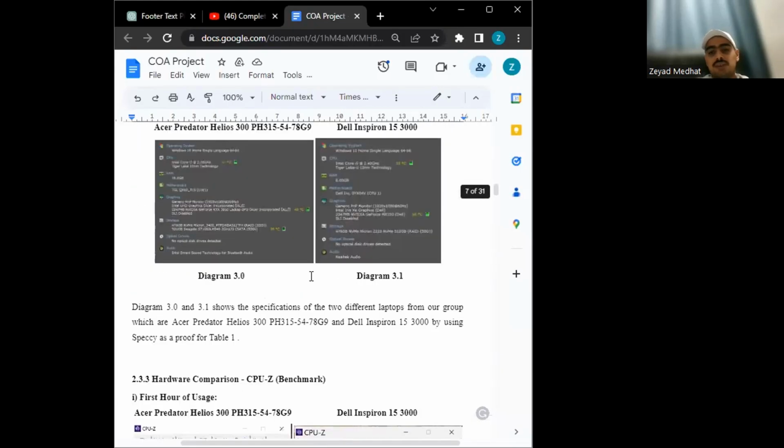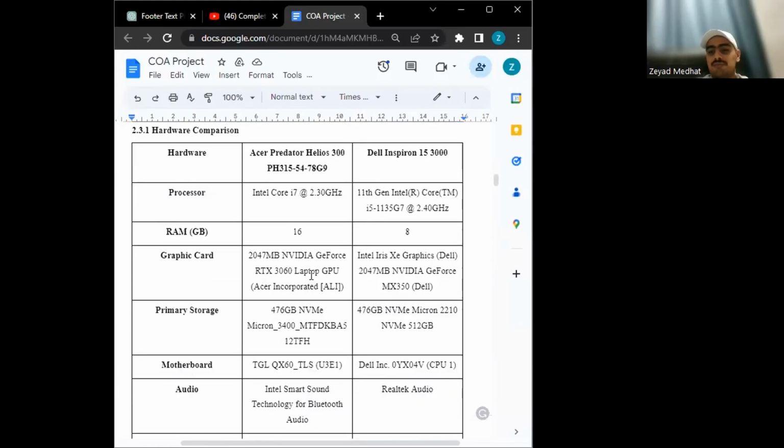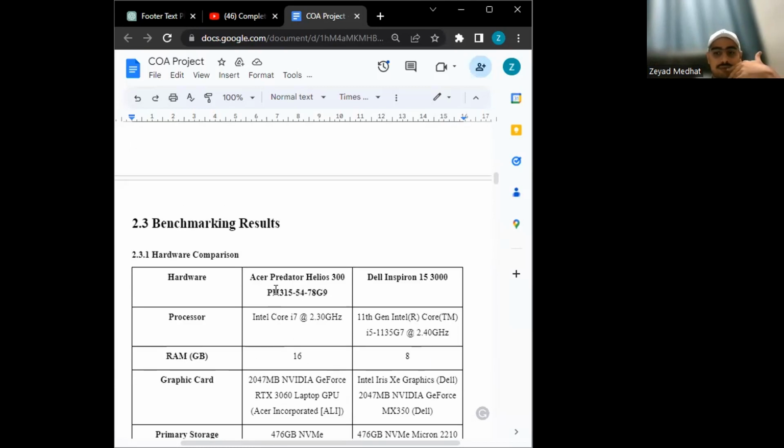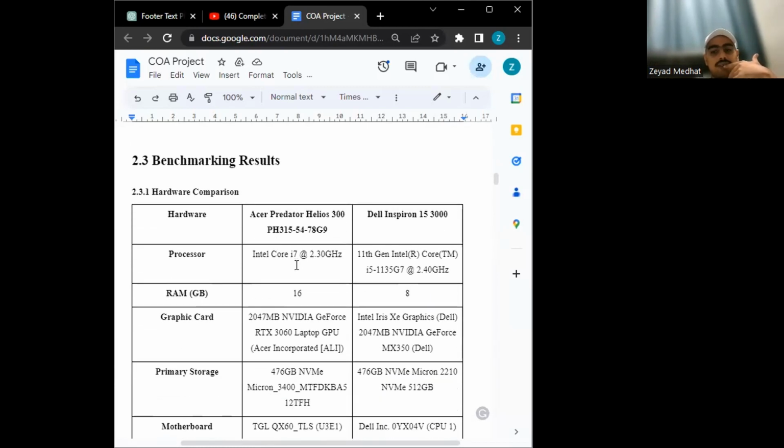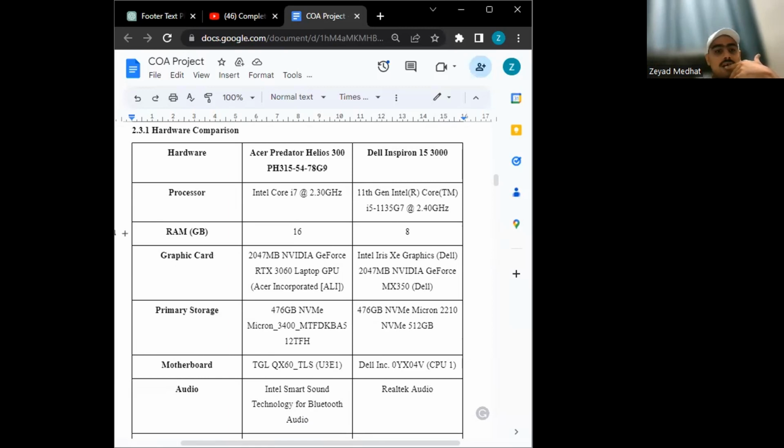So today we have been diving deep into the world of benchmarking and uncovering the performance differences between two popular laptops, the Acer Predator and Dell Inspiron 3530. After various testing and analysis, we have arrived at some fascinating conclusions. So let's jump right into it.